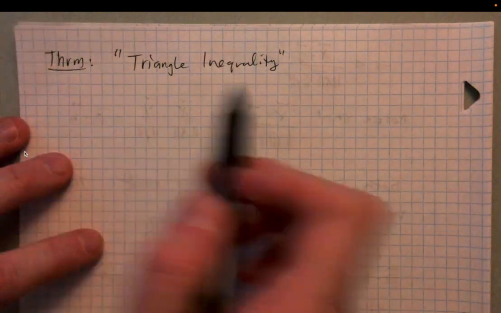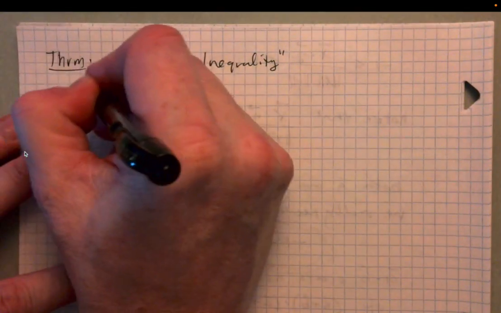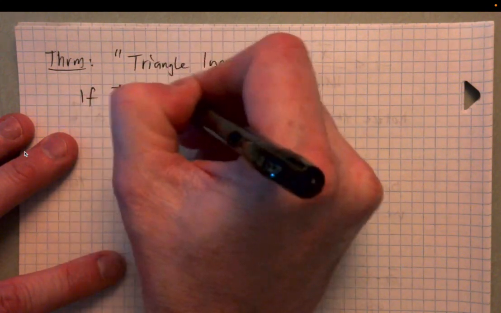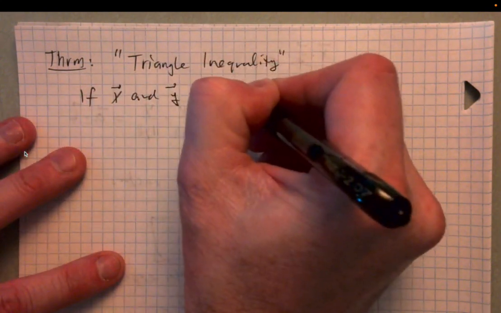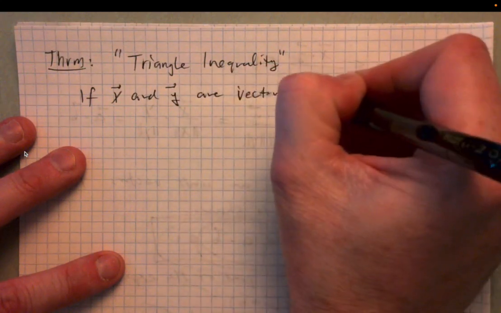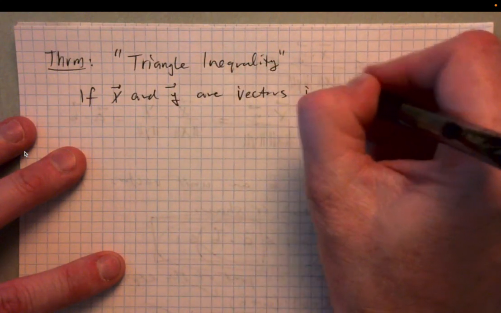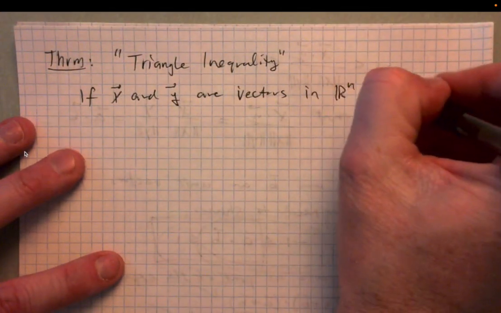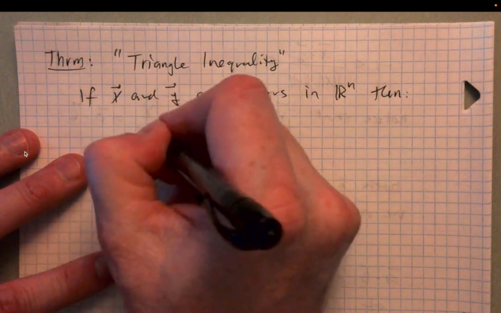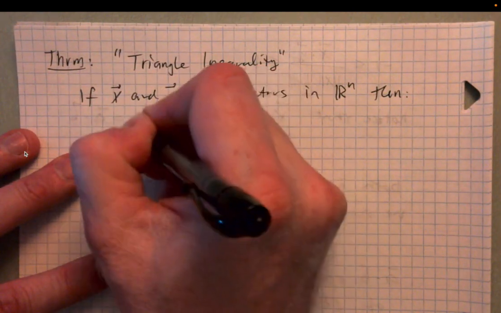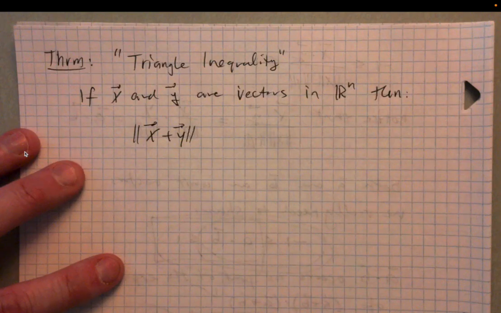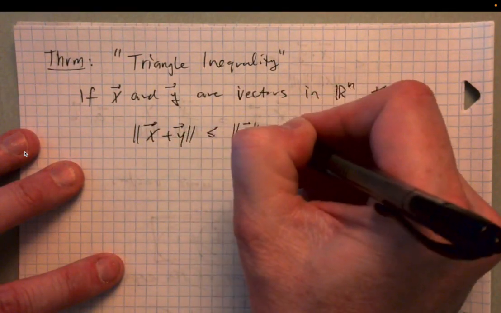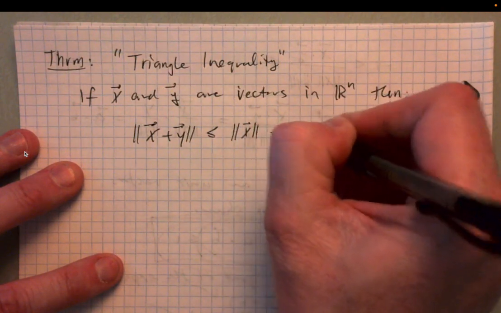Okay, so let's talk through the triangle inequality. So if x and y are vectors in Rn, then the norm of x plus y is less than or equal to the norm of x plus the norm of y.